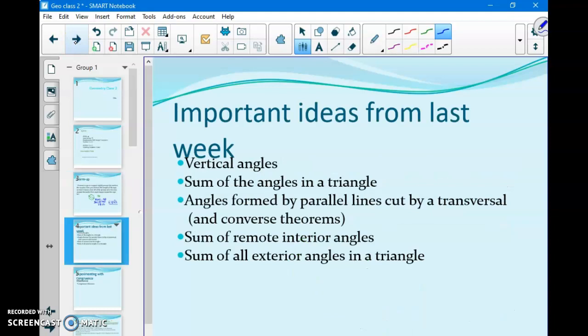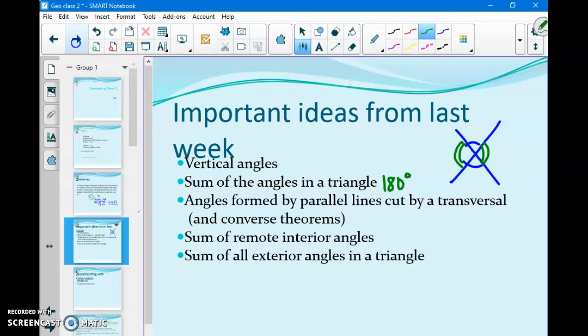Alright, so let's talk a little bit about some of these and try to see if we recognize them. Vertical angles: anytime two lines cross, you get two sets of vertical angles, those two and those two, and we know that they will be equal to each other. We also know that the triangle sum theorem said that the three angles of a triangle always add up to 180.